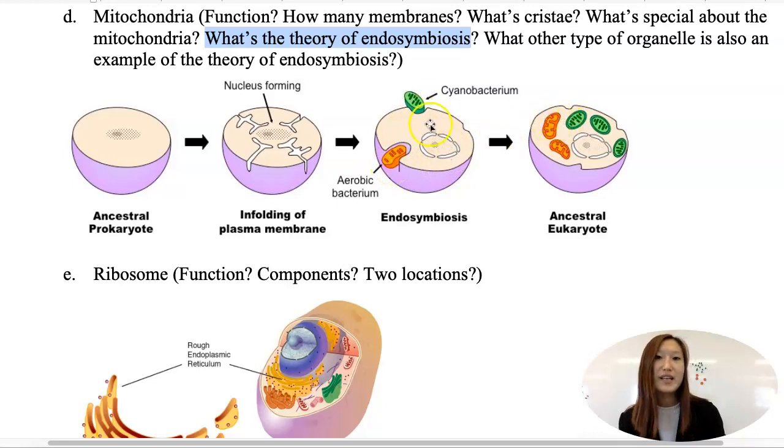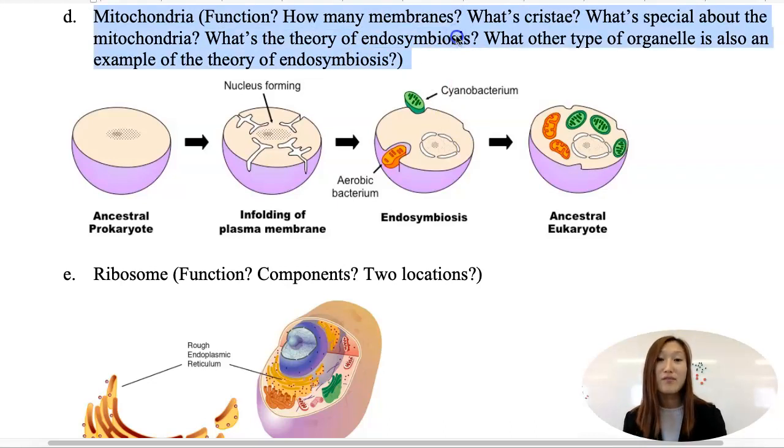Eventually these structures became a part of the cell, and now we have eukaryotic cells that have more complex structures that include the mitochondria and the chloroplast. So that's the theory of endosymbiosis. Endo means inside. Symbiosis is this mutually beneficial relationship.